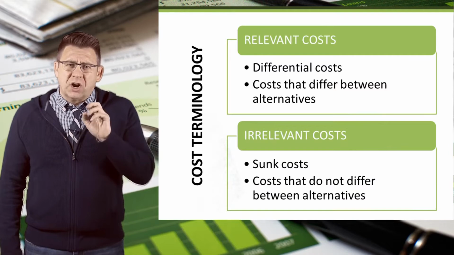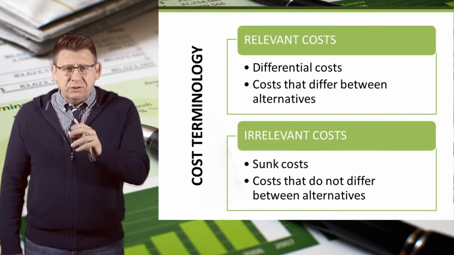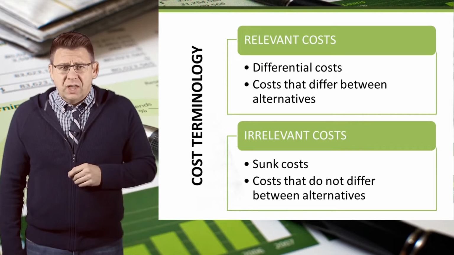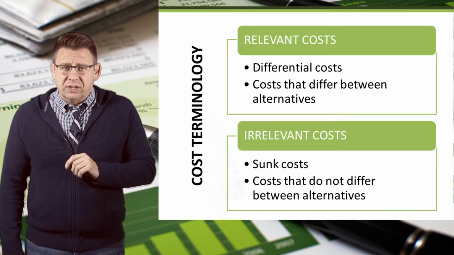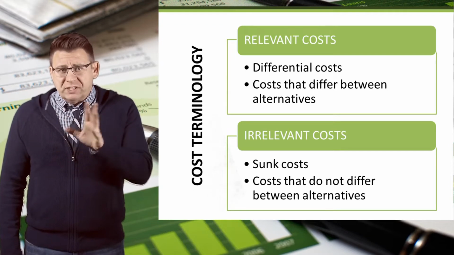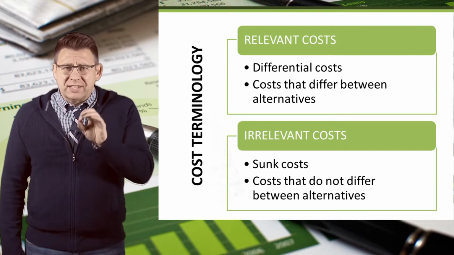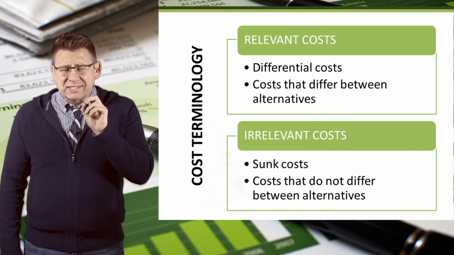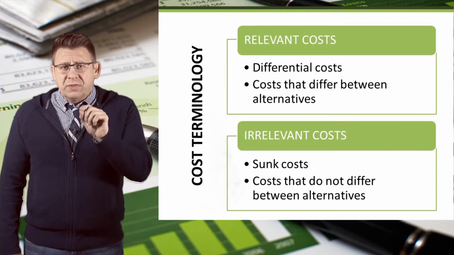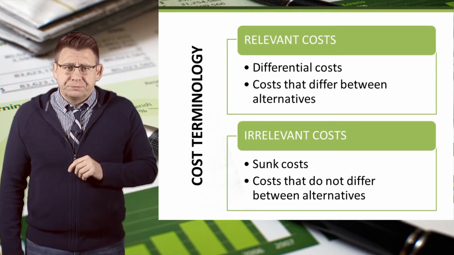Irrelevant costs are not important to decision making, but they are confusing to students. They are costs that do not differ between alternatives. Like, you've decided on a new car, but you can't decide between a red one or a blue one. Well, if the price is the same for both, it is then not relevant to your decision.